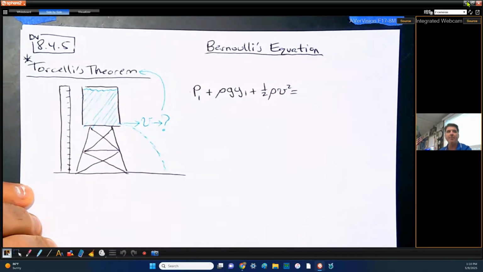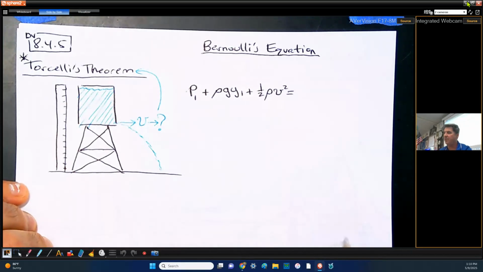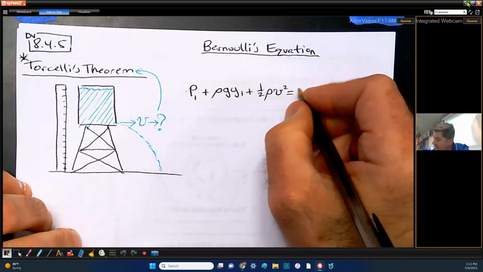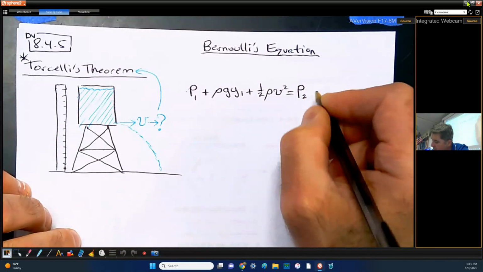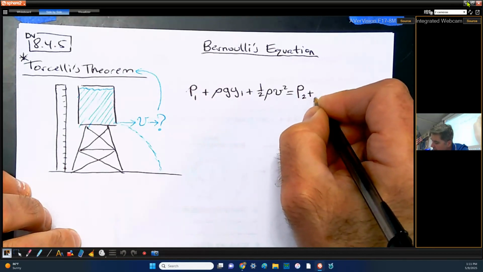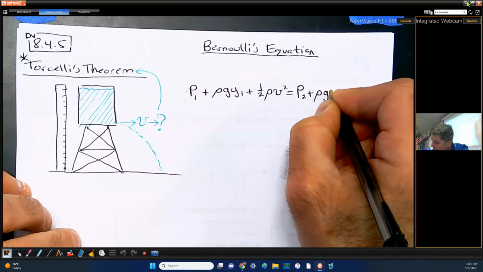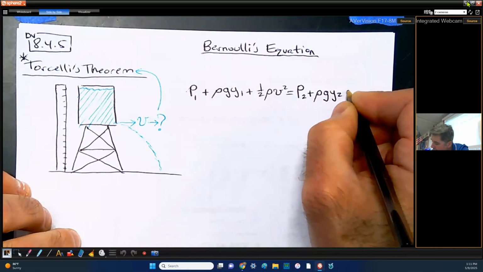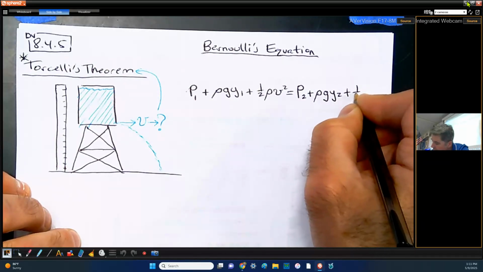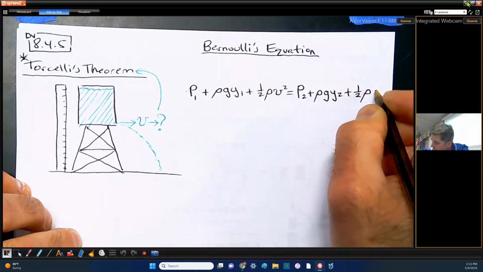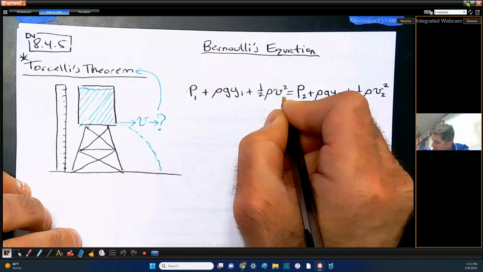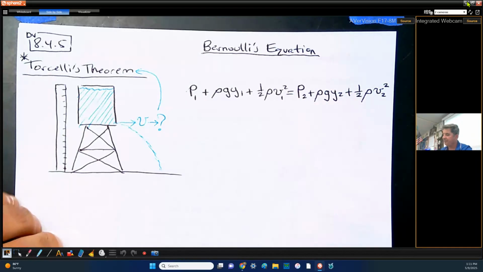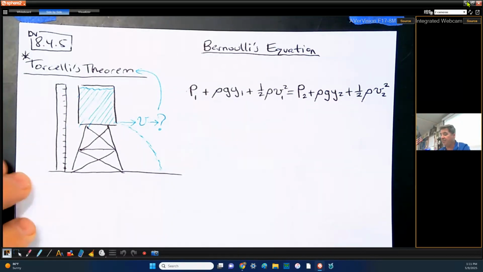And I wrote small because I have to write the same thing on the other side, right? I probably should have squeezed it over a little farther even. I blew it. You have to write small. Okay, so on the other side, I have the same thing, but now I'm changing everything to 2's. So I have P2 plus rho g y2 plus 1/2 rho v2 squared. This is v1 squared on this side.